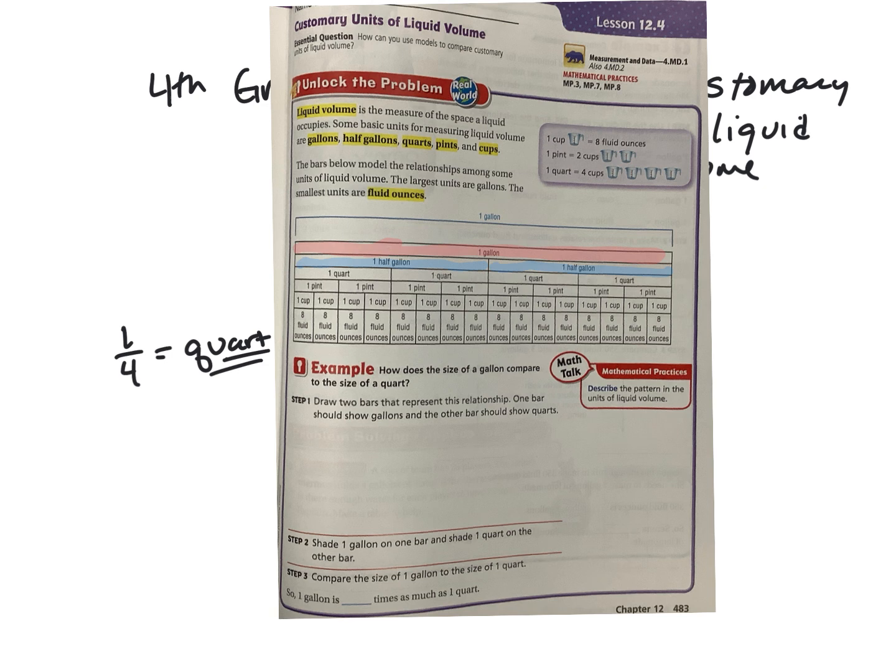So 1 quart. Oh, I did not want that on there. Hang on, I wanted a highlighter. Okay, here we go. Quart is 1/4 of a gallon. I'm going to erase that. I can't erase it. I'll scribble it out. Okay. Now, a pint is half of a quart. See this 1 quart? It's 2 pints to make a quart.